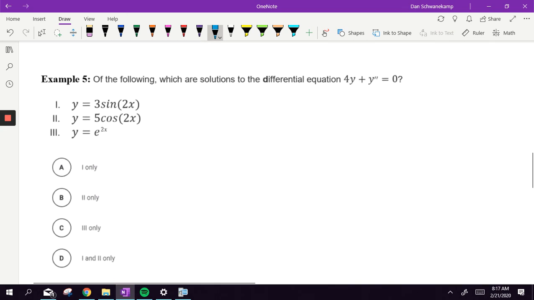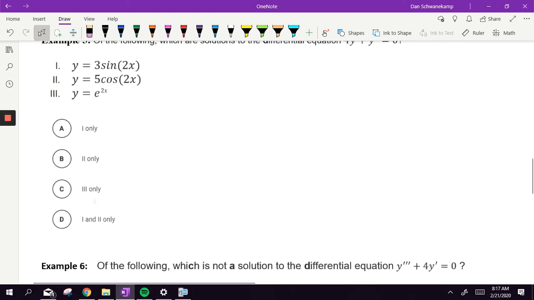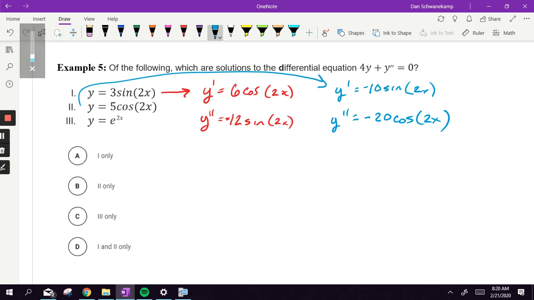Let's try one more. Let's go down. Let's try 5. See if you can do 5 there. 1 for A, 2 for B, 3 for C, 4 for D. What you get?